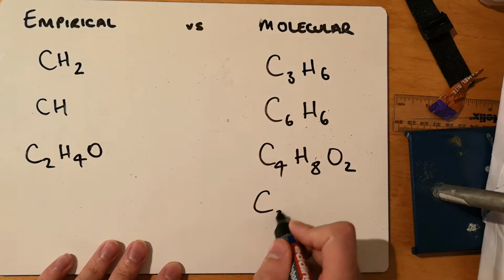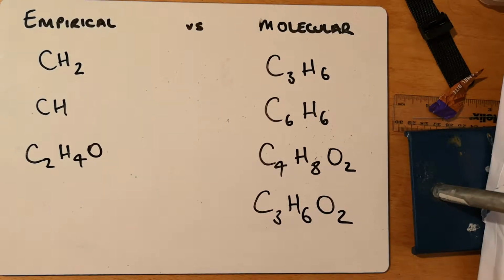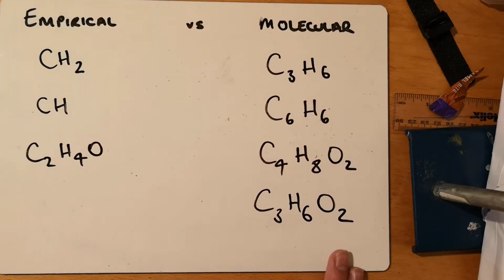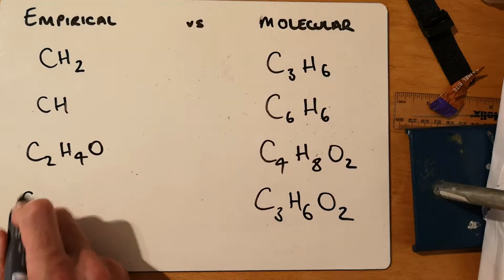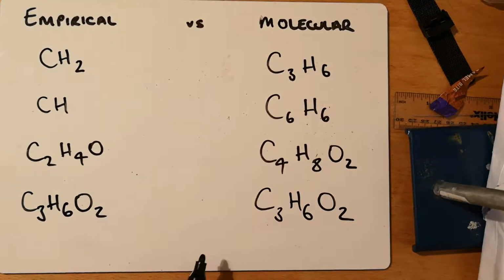Sometimes though, as we just saw in the example I drew there, C3H6O2, that can't be simplified any more than it already is, in which case its empirical formula is identical to its molecular formula.